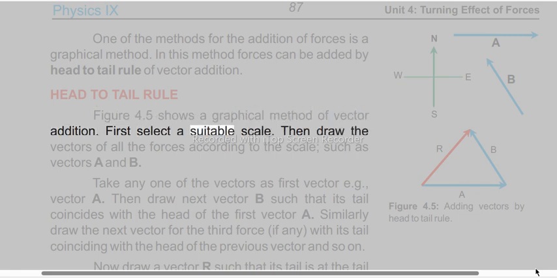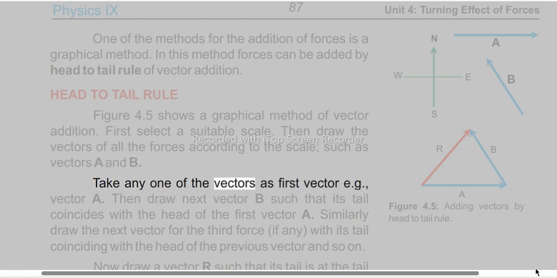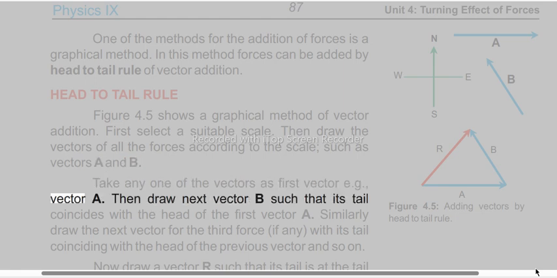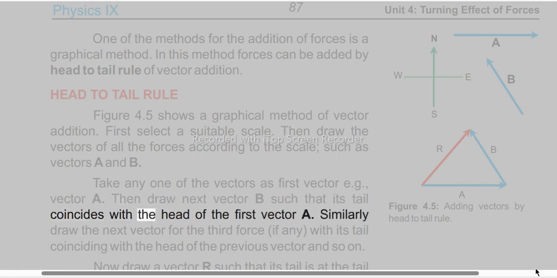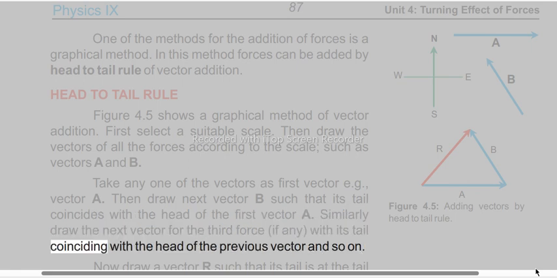First, select a suitable scale. Then draw the vectors of all the forces according to the scale, such as vectors A and B. Take any one of the vectors as first vector, for example, vector A. Then draw next vector B such that its tail coincides with the head of the first vector A. Similarly, draw the next vector for the third force, if any, with its tail coinciding with the head of the previous vector, and so on.